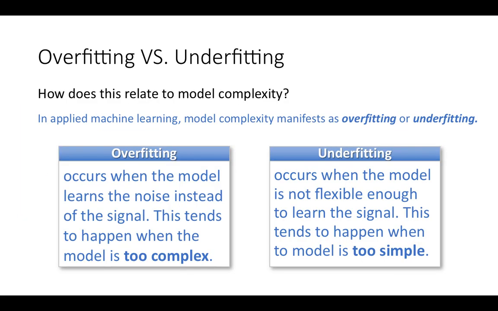And let us define overfitting. The same things can be defined using overfitting and underfitting terminology. So how does this relate to model complexity? In applied machine learning, model complexity manifests as overfitting or underfitting. Overfitting occurs when the model learns the noise instead of the signal. If you do that, then you are overfitting the model.